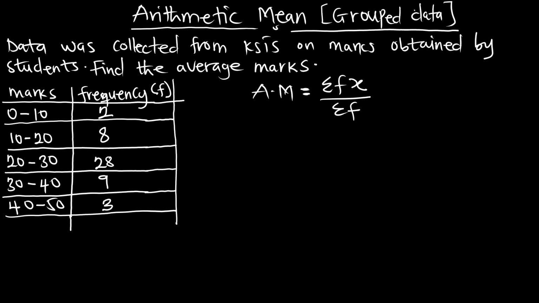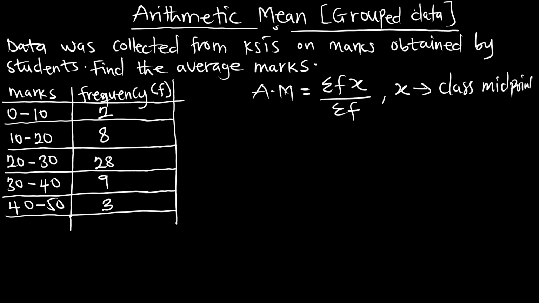But how do we get our x for grouped data? We know that the summation of f, which is the frequency, is already in the table, so we can sum it so easily. How then do we get the summation of fx? We know f, but remember the marks are not the x, because if I'm to multiply f by x, for 0 to 10, which value am I going to take? It's an interval. We have to find the x, and the x here, please pay attention, represents the class midpoint.